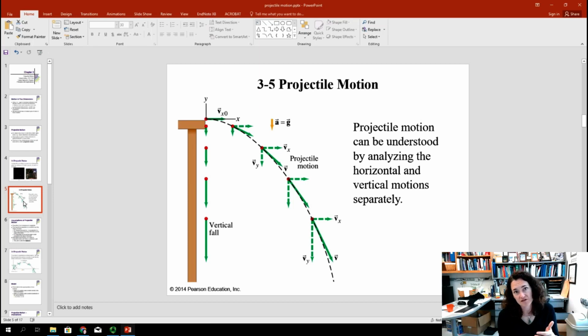The y velocity, however, is going to change because it's falling under the influence of gravity. So you can see that that little ball launched to the side starts off with no y velocity, but as time goes on, that y velocity component gets larger and larger.